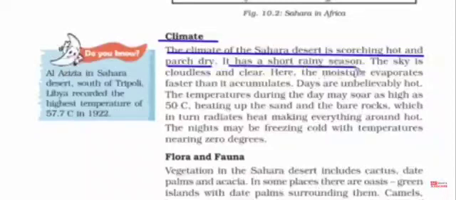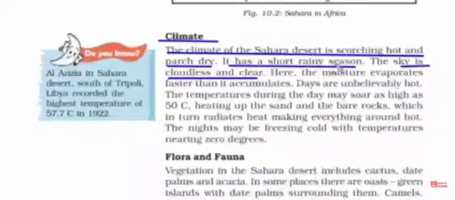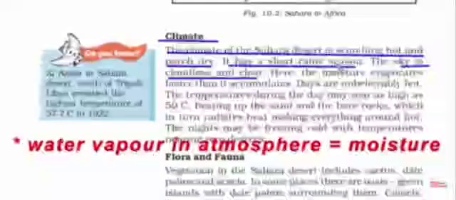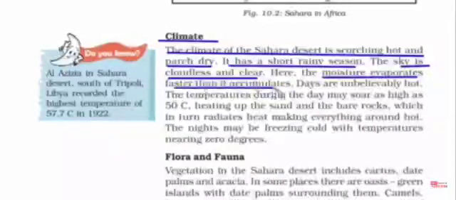And then it has a short rainy season. And we also know that in deserts the rainfall is scanty. And the sky is cloudless and clear. Since it's a hot and dry desert, its atmosphere will not have much water vapor, and with no water vapor you'll not have clouds. You'll have a clear sky. And that's why the moisture evaporates faster than it accumulates.